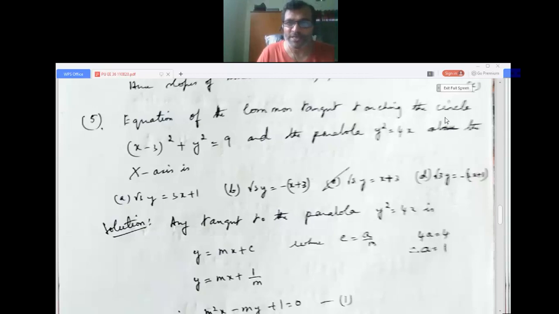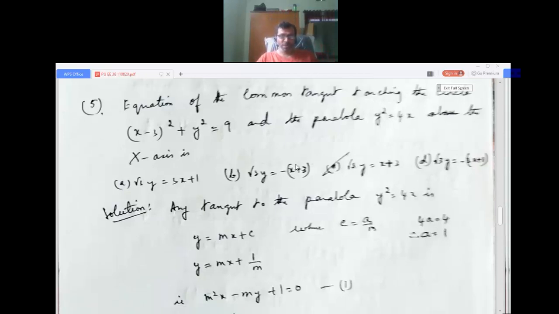Find the equation of the common tangent touching the circle (x minus 3) squared plus y squared equals 9 and the parabola y squared equals 4x above the x-axis. First option, root 3 y equals 3x plus 1. Second option, root 3 y equals minus x plus 3. Third option, root 3 y equals x plus 3. Fourth option, root 3 y equals minus of 3x plus 1.